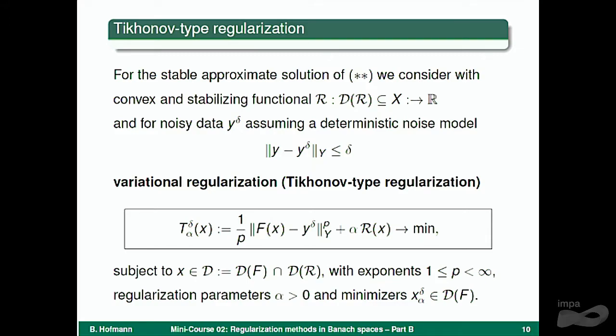I assume that we have a regularization parameter which is positive, and that there exists such a regularized solution, which is a minimizer here. Of course, if p is very close to 1, what is the difference that you get from the p equals 1 case?